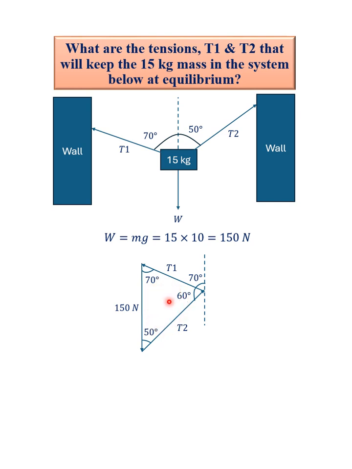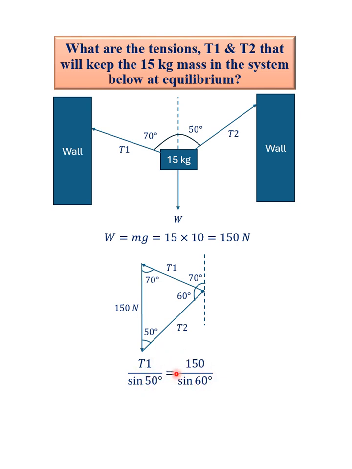Now we have completed the first triangle. Let us calculate T1 and T2. To calculate T1, we are going to use the sine rule. The sine rule is simply this. From this triangle, we can say that T1 over sine 50 degrees is equal to 150 over sine 60 degrees. This is the sine rule.